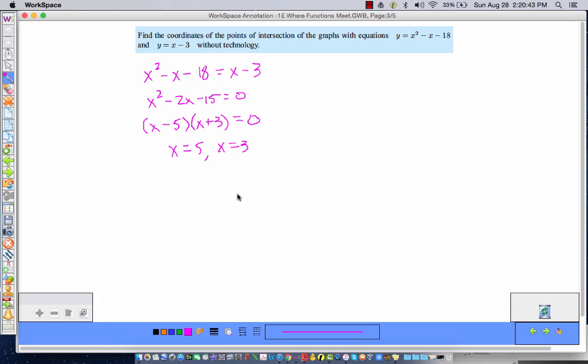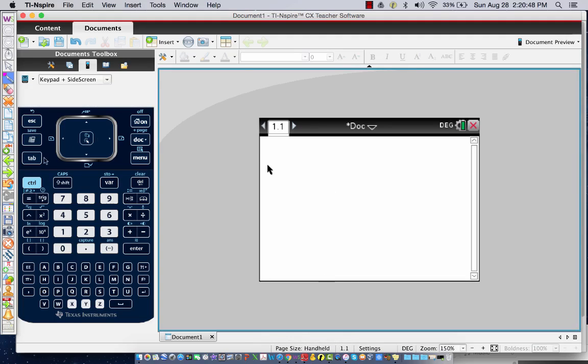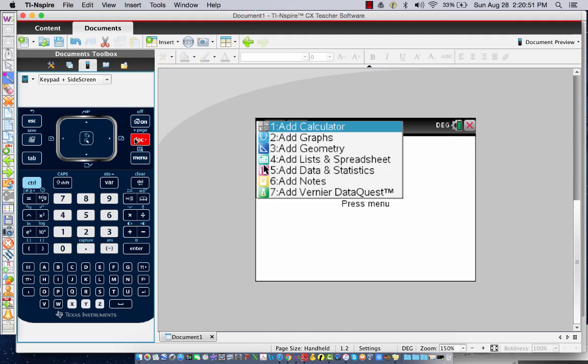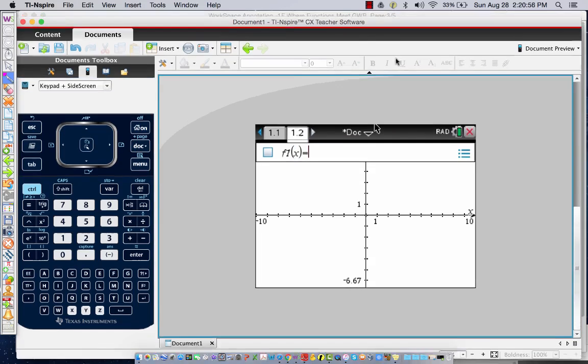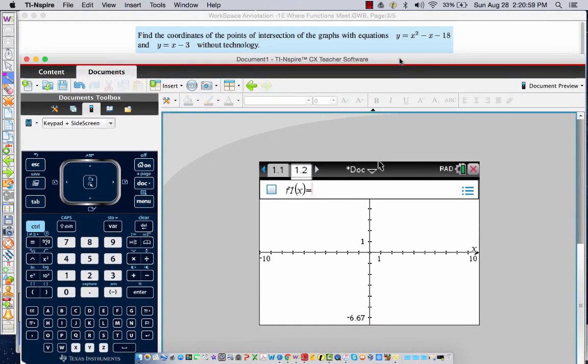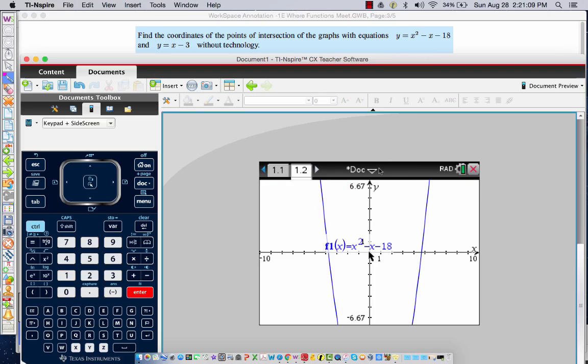And while it didn't say to use technology, I'm just going to show you real quick. Let's see, that's a calculator. So to add a graph, I am going to do that. And then I'm going to type in the two functions. So the first function is x squared minus x minus 18. Okay, so we don't get the full picture, but I don't think we're going to need it. I can hit tab to put in the next function, x minus 3. And there we go.